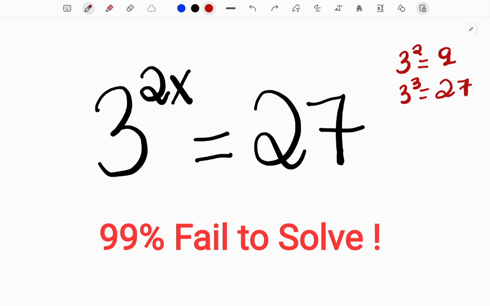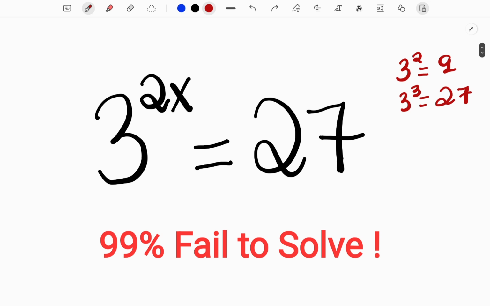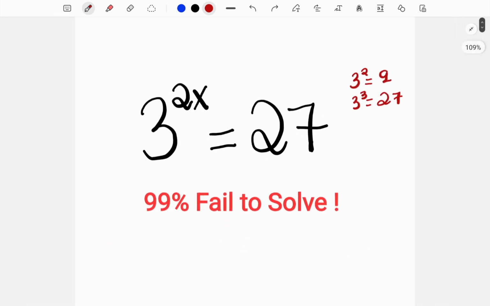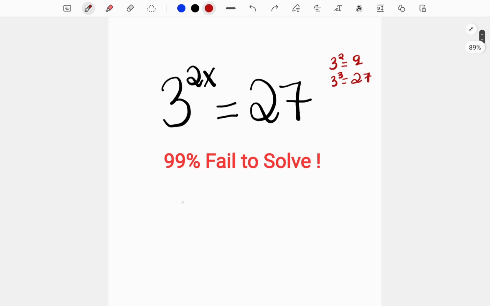Our next step is to rewrite the original equation using this equivalence. So we replace 27 with 3 raised to the power of 3 in the equation, giving us 3 raised to the power of 2x equals 3 raised to the power of 3. This leads us to an important conclusion.